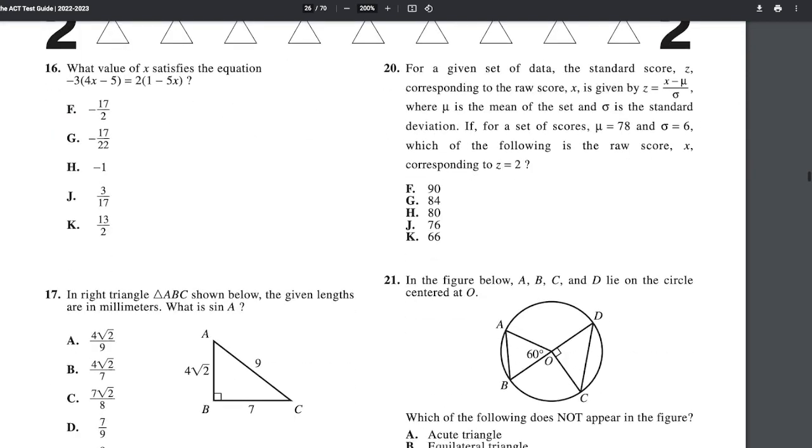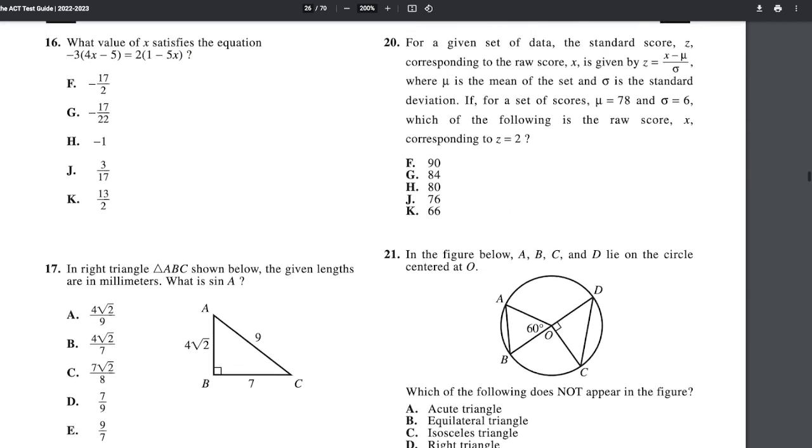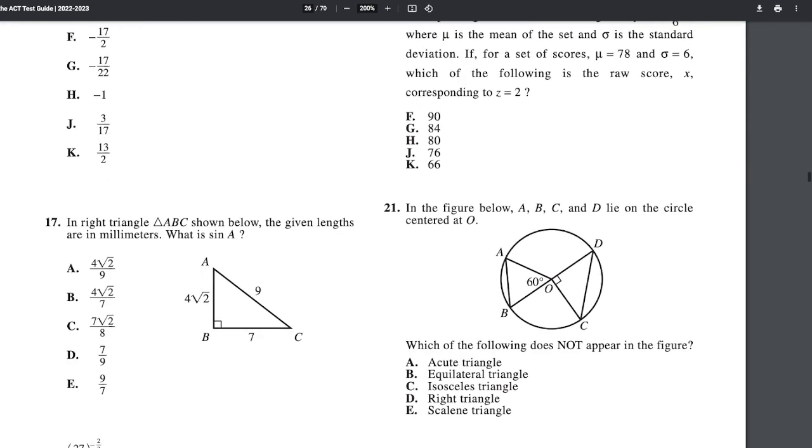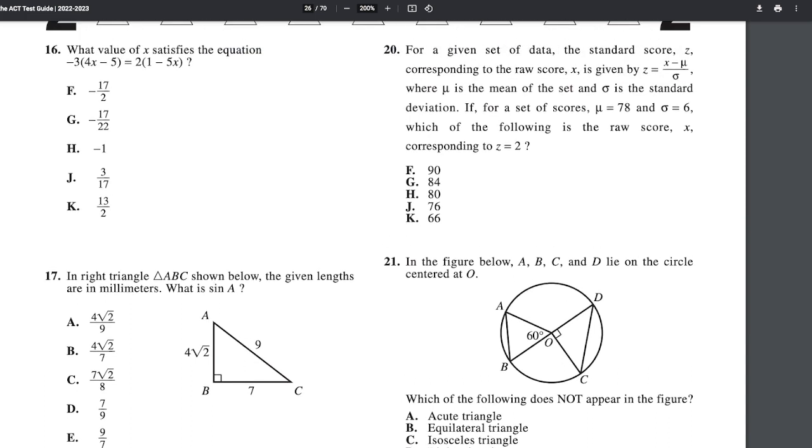We'll do a few more. I think we'll stop. We'll do 16, 17, 18, 19, 20. We'll go up to 20.